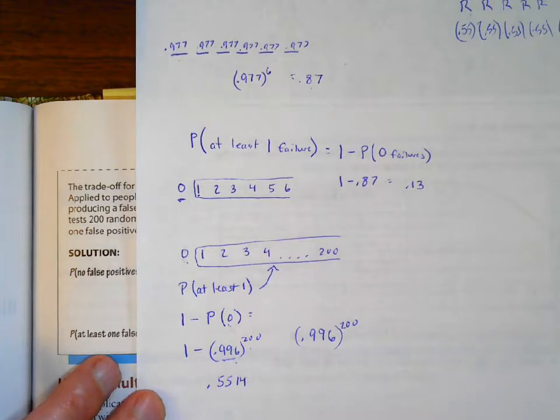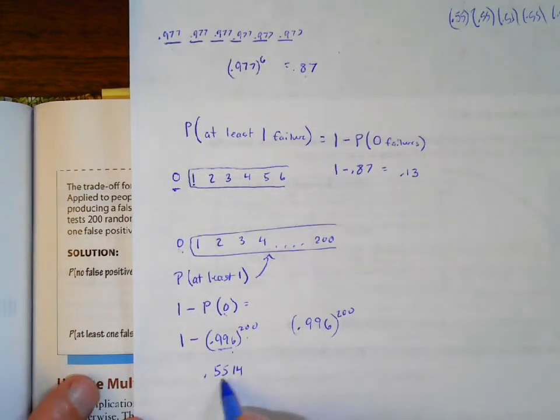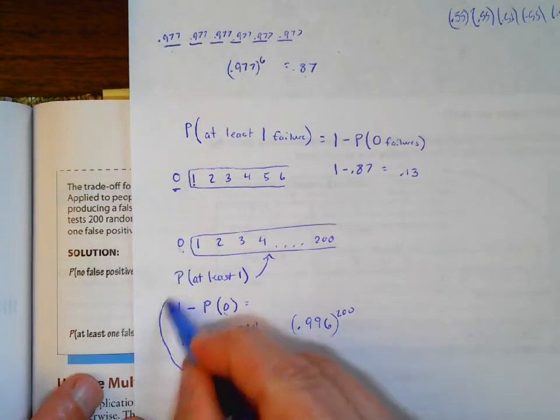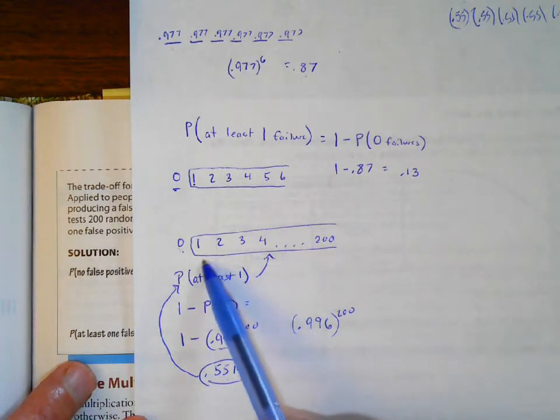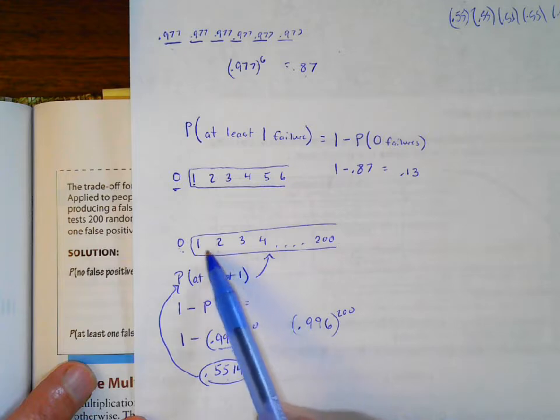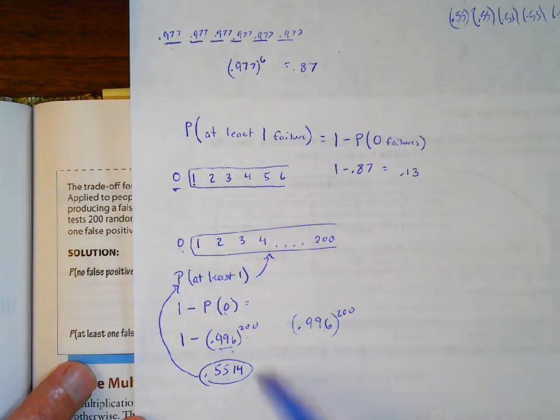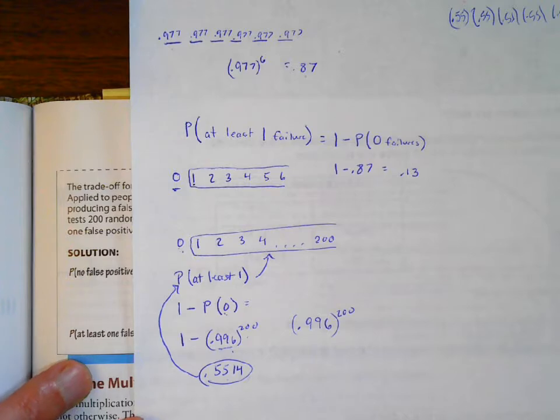And if I work this out, I get 0.5514, it says. So this right here is the probability of 0, and 1 minus this will give you the probability of at least 1. So there's a 55% chance that if using this rapid test, at least one person will have a false positive. They'll test positive even though they're not. So they have to do some follow-ups with it.